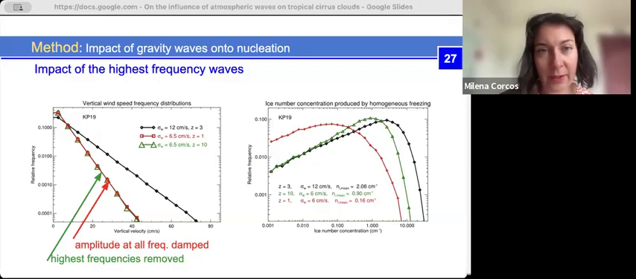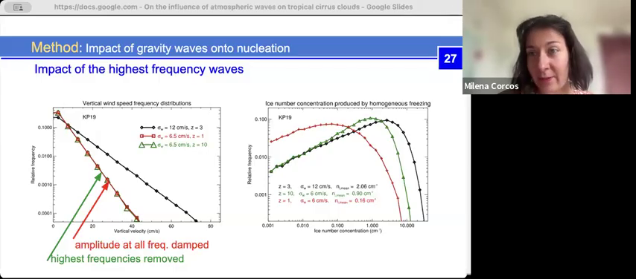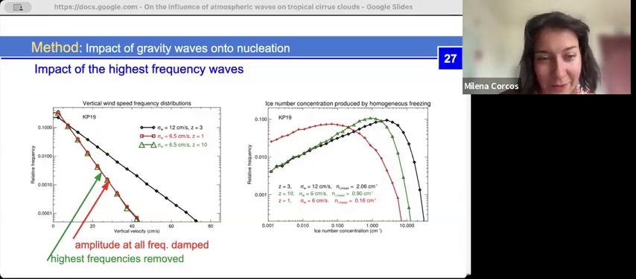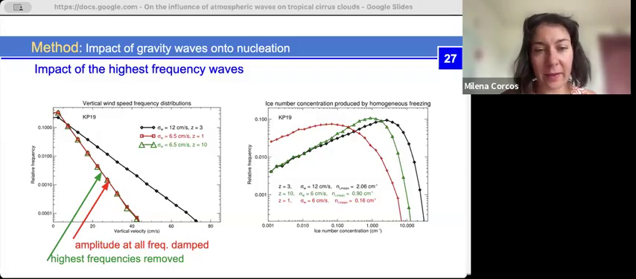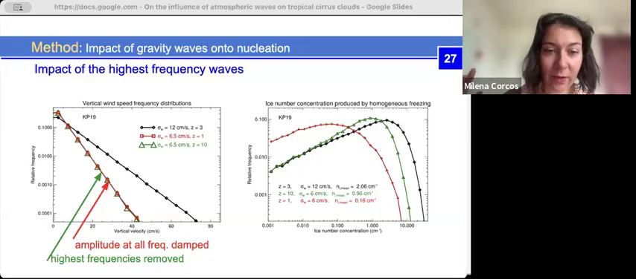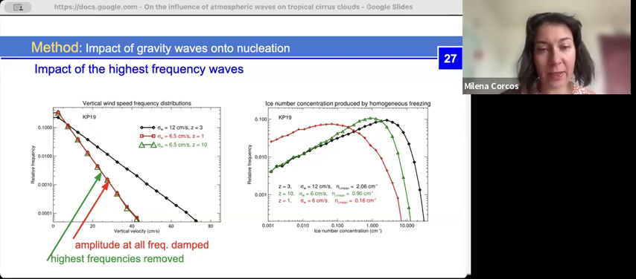On the right, you can see the effect on the homogeneous freezing. You can see that the resulting red and green curves are quite different. Even though the red case includes the higher frequency waves, it now produces fewer crystals than the green case. So higher frequency waves are associated with large vertical velocities, as we just saw, strong cooling rates, yes, but it can also lead to less efficient nucleation.